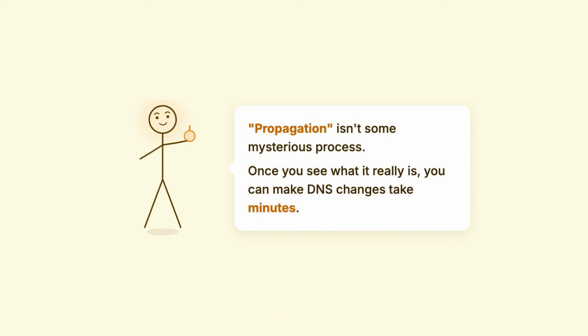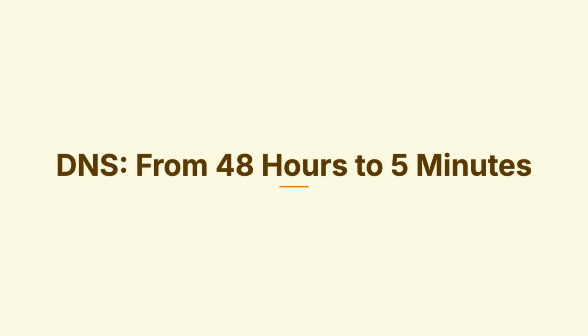24 to 48 hours. That's not wrong exactly, but it's only true if you don't understand what's actually happening. Because propagation isn't some mysterious process. And once you see what it really is, you can make DNS changes take minutes. So, what's really going on when you change a DNS record?